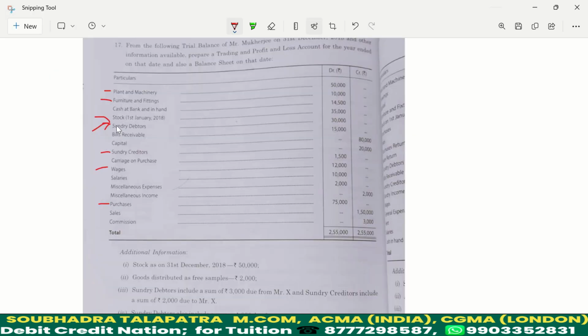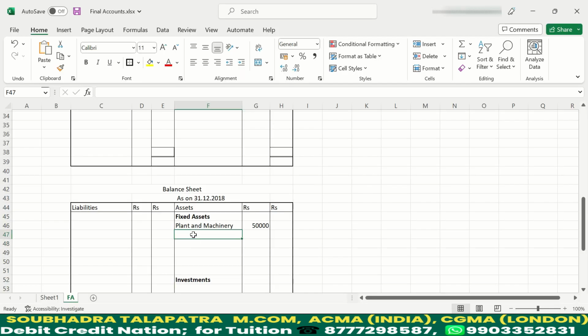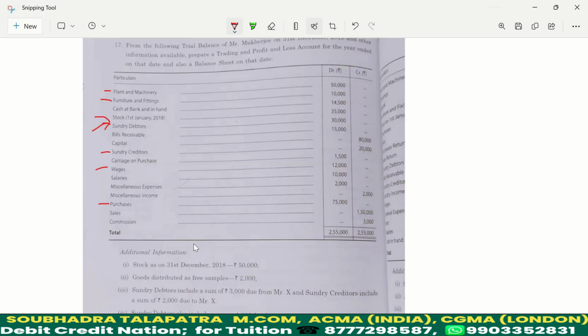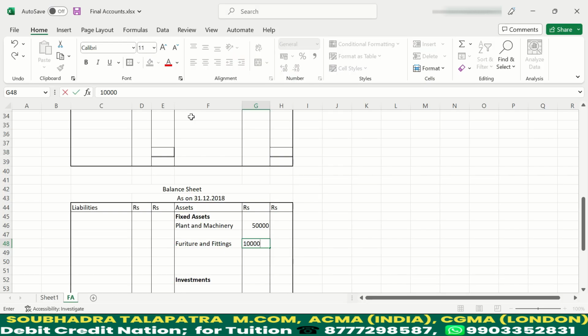But for example, in sundry debtors there are 3 items, so for sundry debtors I have to leave a lot of spaces. So furniture and fittings, I will not start from here. I will leave one line and start from here, furniture and fittings. The amount is 10,000. Again it has a mark, so I'll put it in the inner column.